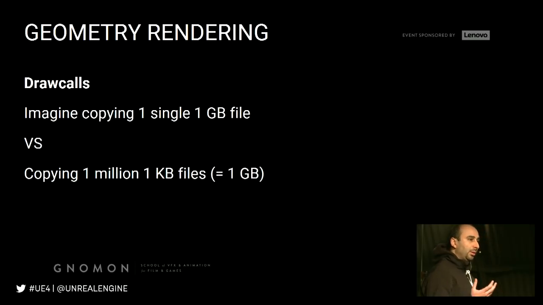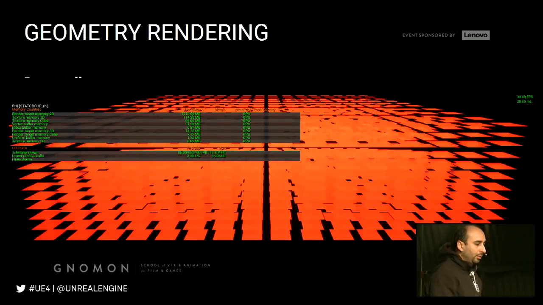If we want to imagine the overhead of a draw call versus the triangles, one good example is in Windows, when we copy one single 1 gigabyte file versus copying 1 million 1 kilobyte files. At the end, they both have the same size, but copying the first one is maybe 100 times faster than copying the second case. So in real time, it's the same thing.